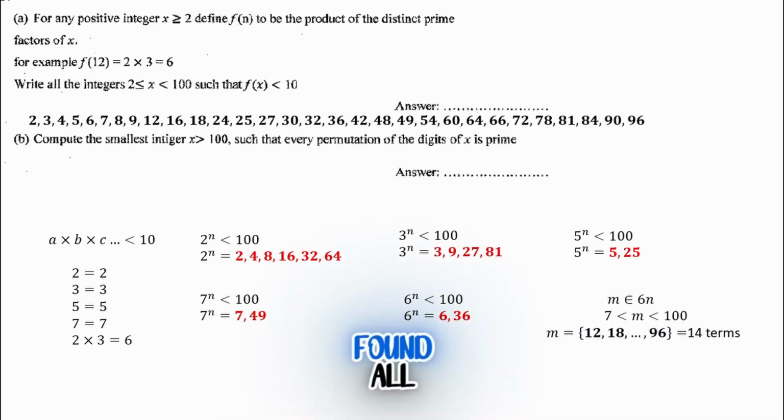And just like that, we found all of the possible values for x, which are integers, and x is between 2 and 100. Sorry, between 1 and 100. And the product of their distinct prime factors is less than 10.